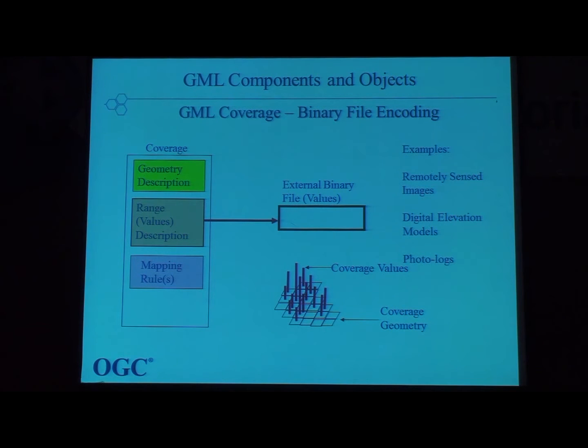Okay, so examples of that are remotely sensed images, so the pixels, the binary encoding of an image. It basically carries, it could be things like color, RGB for each pixel, and those values have some meaning. Either it's color or it could be other things like heat maps or digital elevation models, photo logs, and so on.